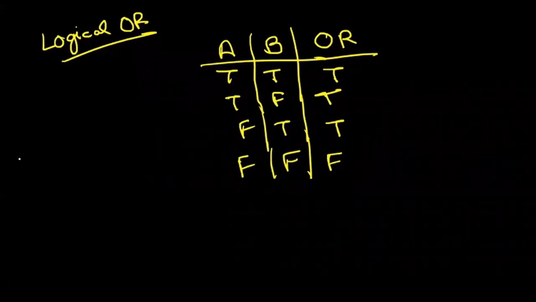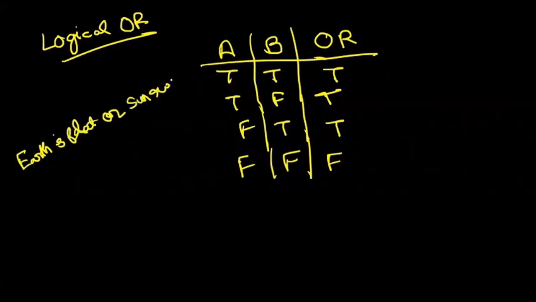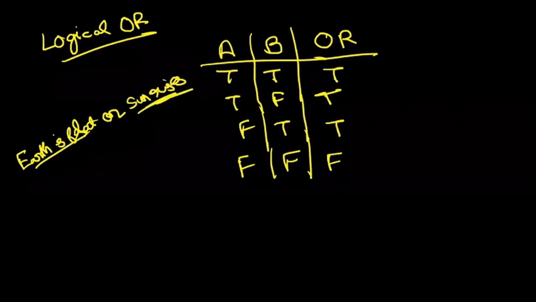So think of it now. You are claiming something like this: Earth is flat, or sun rises from east. So this entire thing will be true, right? Because I am claiming this or this. Even if one part that I am claiming is true, the entire expression evaluates to true. So this is logical or. If both the statements evaluate to false, then only the output that you get is false. Otherwise, at least one statement should be true and the logical or output will be true.